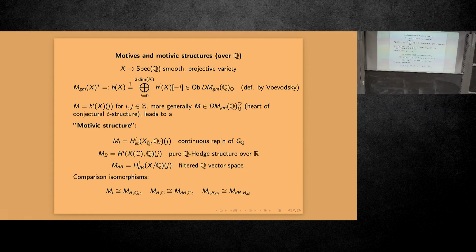As was discovered by Deligne, this has more structure than just a Q vector space. It's a Q Hodge structure, which means if you tensor with C, you get a bigrading on this space, and j just shifts the grading. And then you have the de Rham realization, which is a filtered Q vector space. And all these spaces are in some sense the same cohomology theory. In particular, they have the same ranks, or even better, they have comparison isomorphisms between them.